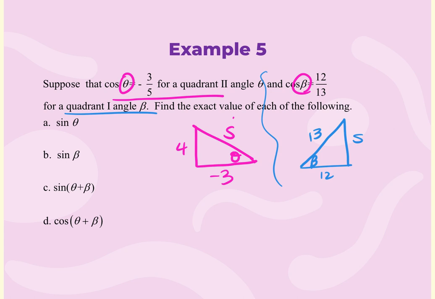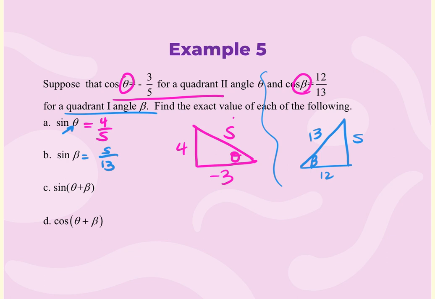Okay, so what's the sine of theta? Make sure you go to the correct triangle. Theta is the pink one. What would be the sine? Four over 5. Then sine of beta, now we're going to the blue one, would be 5 over 13.